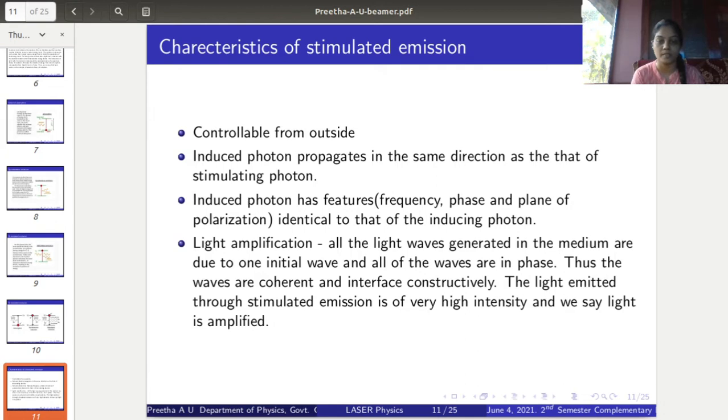Okay, so stimulation happens by the incident photon, and by getting stimulated by the incident photon, it produces a high intensity and amplified light at the output. That's why amplified light is produced, and that's why the name laser. Okay, now the name laser becomes meaningful.